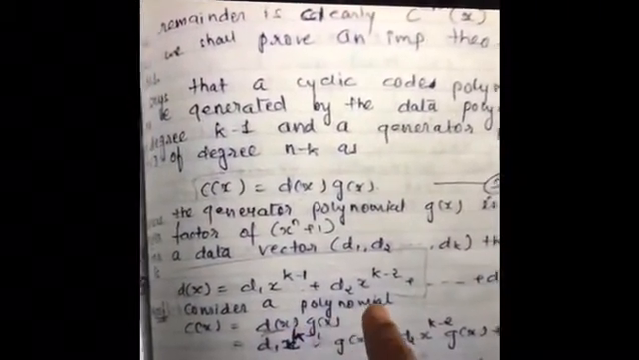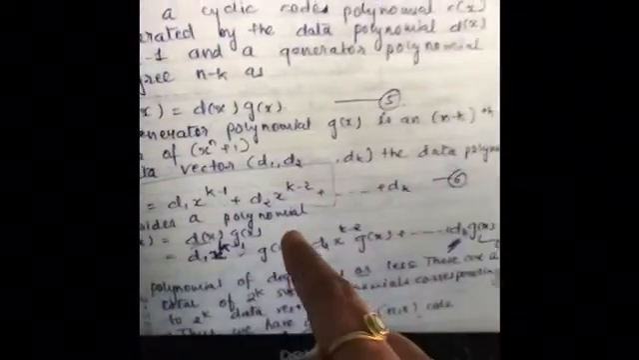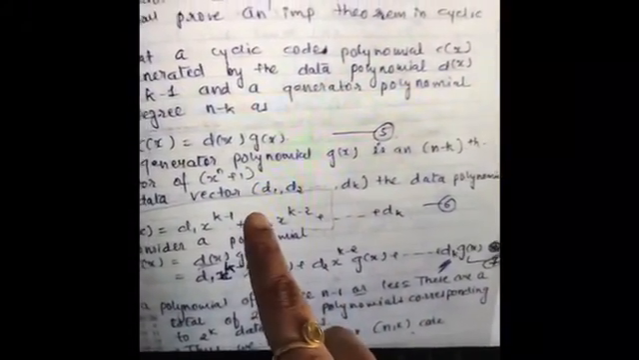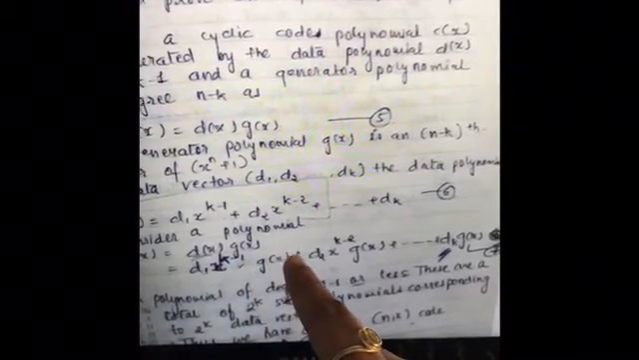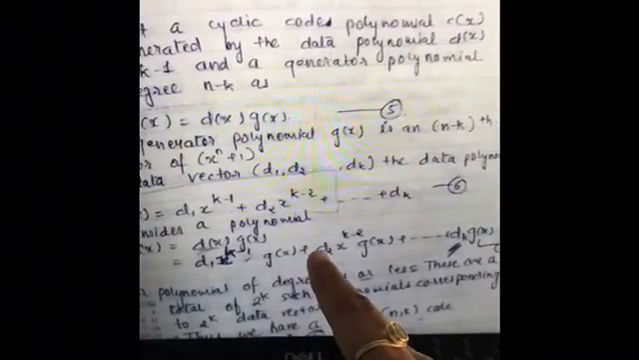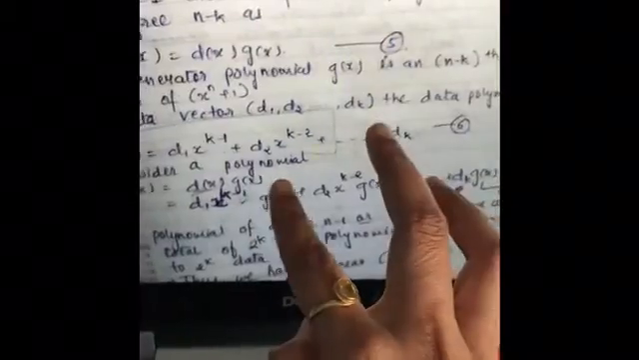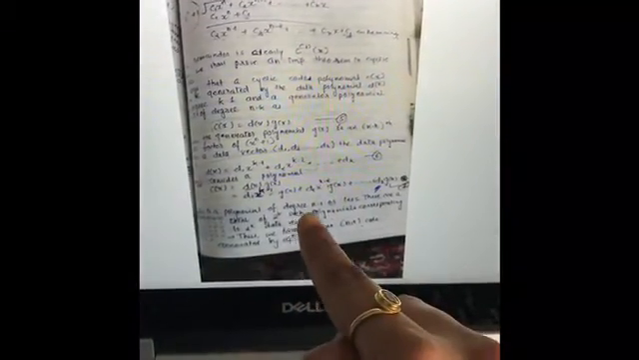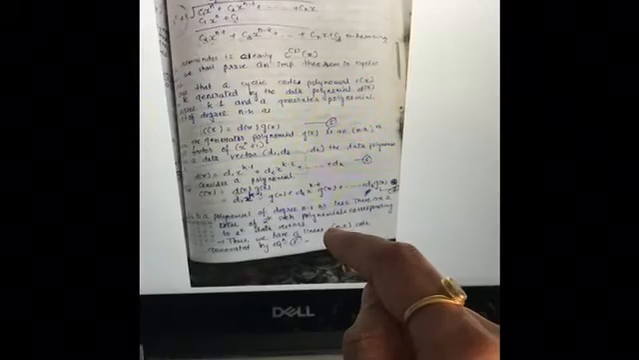Now consider a polynomial c of x, which is d of x into g of x. So our term will become like this with the multiplication: d1 into x raised to k minus 1 into g of x, as it is multiplied with d of x. So everywhere you can see g of x will be multiplied, right? Now the polynomials of degree n minus 1 or less total 2 raised to k such polynomials, corresponding to 2 raised to k data vectors.